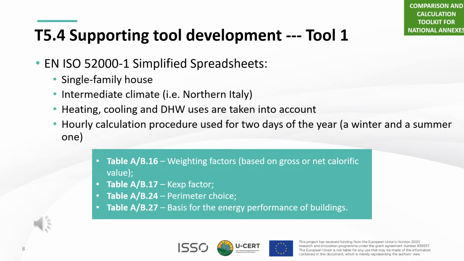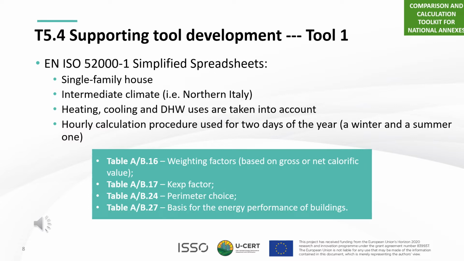By the way, the logic behind these spreadsheets is to consider a default building, a single-family house with an intermediate climate, for instance, the one present in northern Italy, where heating, cooling, and domestic hot water uses are taken into account. An hourly calculation procedure is used for 2 days of the year, a winter and a summer one, in order to simulate the two extreme conditions.